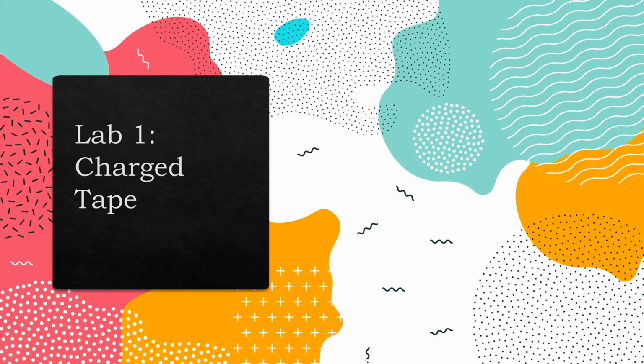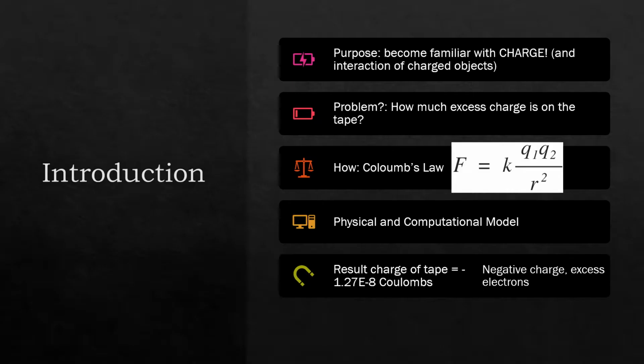Welcome to Lab 1, Charged Tape. The purpose of this lab is to become familiar with charge using everyday objects and the interaction of charged objects. The problem is how much excess charge is on the piece of clear tape. We'll use Coulomb's law, which relates electric field, forces, and charges to examine the physical effects of charge. And we will make a computational model to visualize the effects of charged objects.